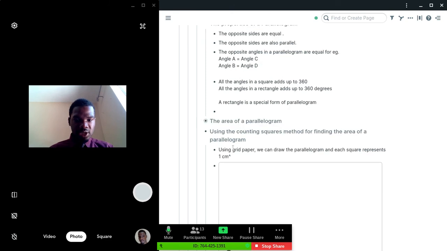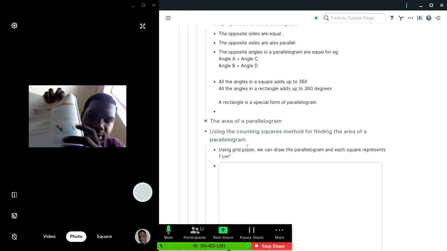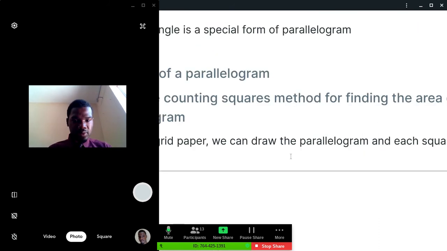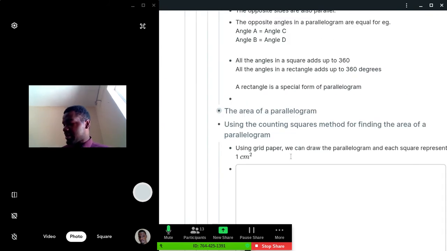Alright. So, using grid paper as the one you see in the book, I'm going to put it on the camera. This is grid paper right here. Each square represents 1 centimeter squared. Based on how many squares are inside a parallelogram, we can count it.